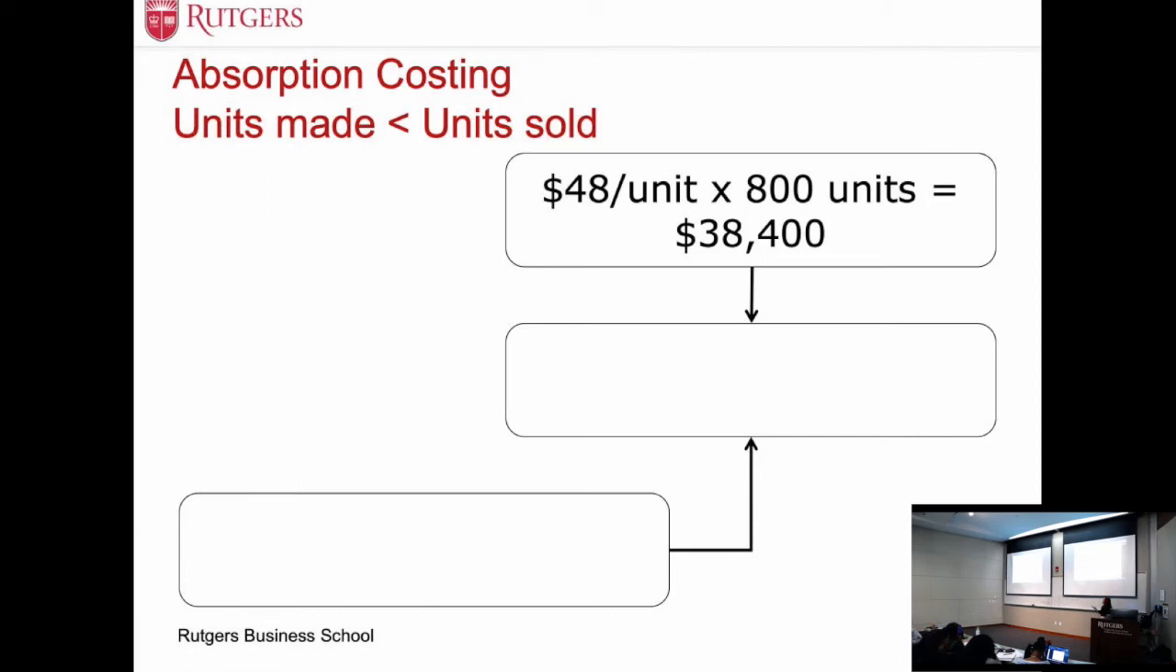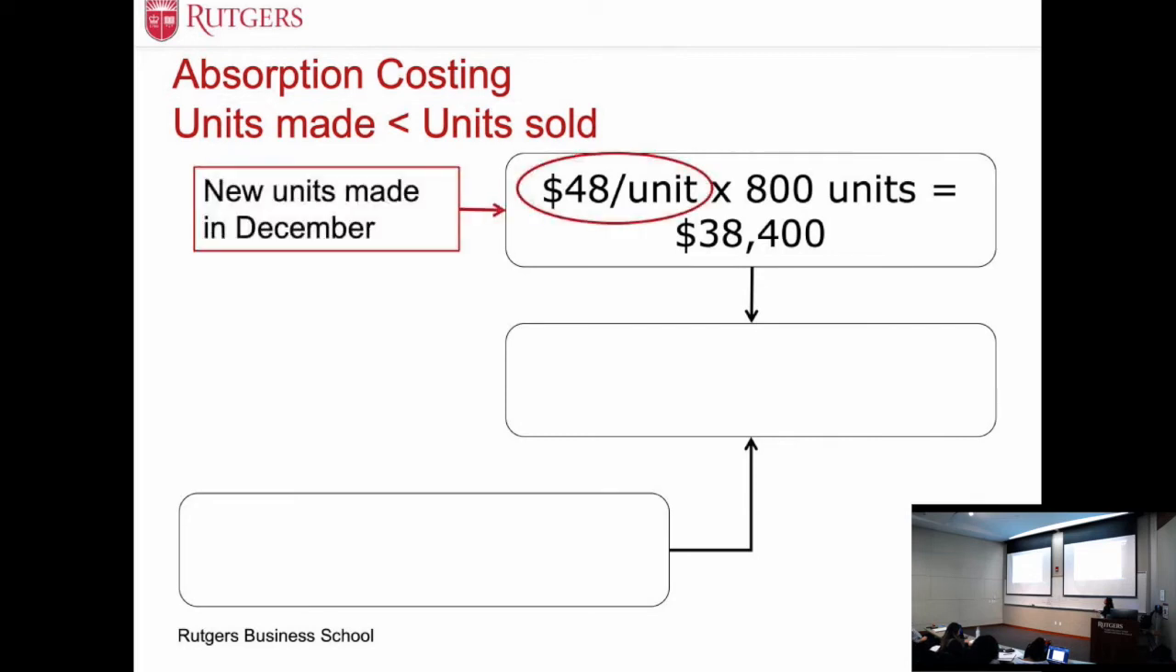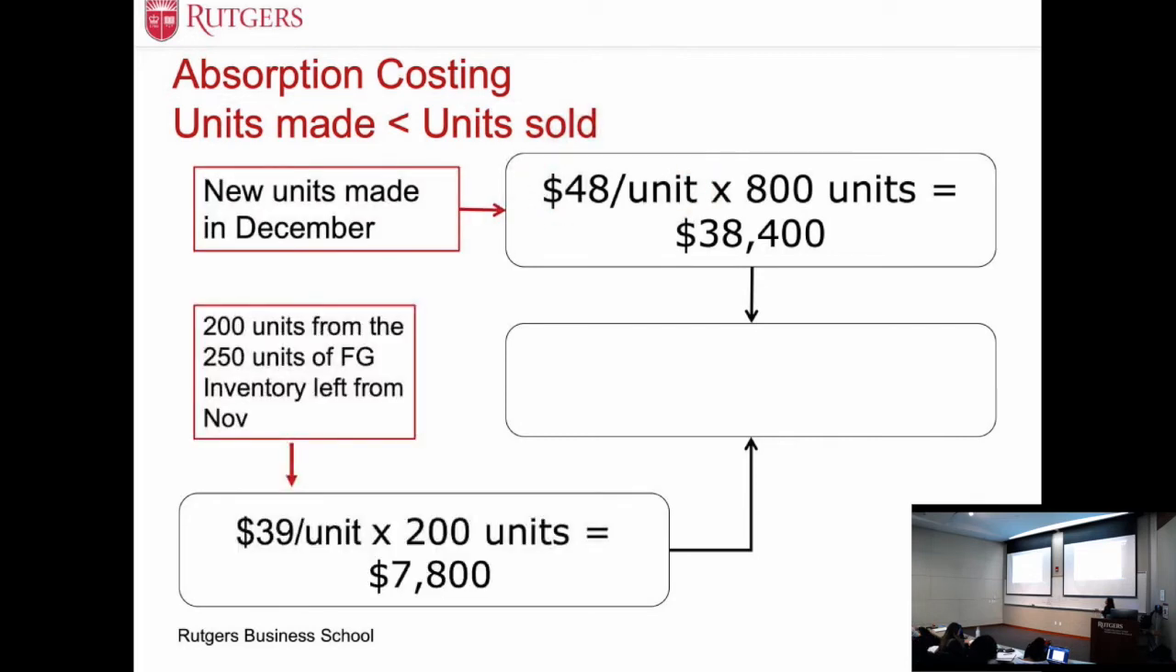So for the 800 units that we sold, the cost of goods sold should be 48 multiplied by 800. Right, so that's the first part of the cost of goods sold. And then the rest of the 200 units are from November, right? And in November, the unit production cost is $39, right? So for the 200 units from November, the cost of goods sold is 39 multiplied by the 200.